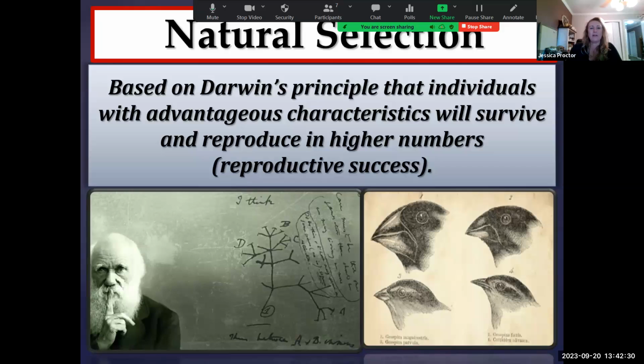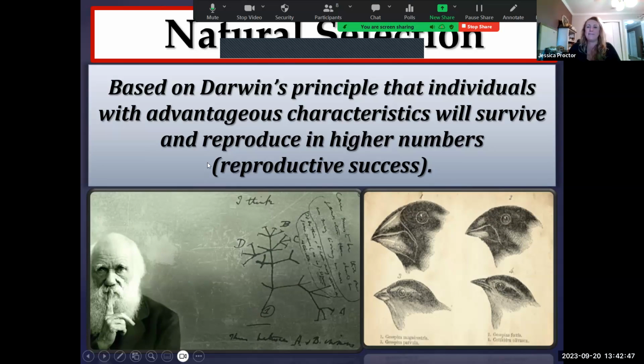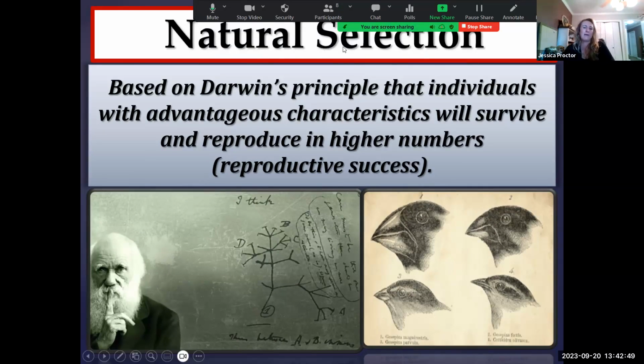All right, natural selection is based on Darwin's principle that individuals with advantageous characteristics will survive and reproduce in higher numbers than those that don't possess those features. We call that reproductive success. So individual success: how good is that individual at surviving, acquiring food, acquiring mates? Reproductive success, just like it sounds, is essentially how many offspring they are contributing to the gene pool. How many genes are they passing along to that gene pool?